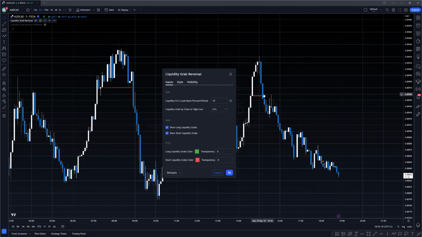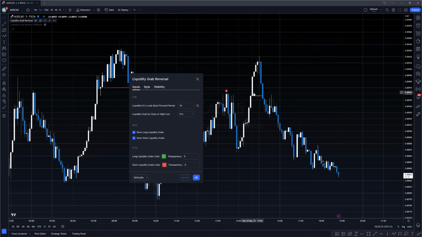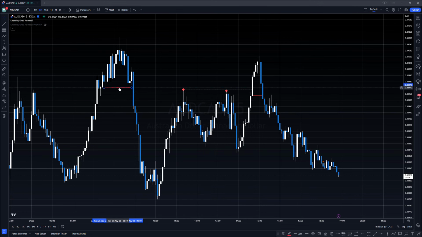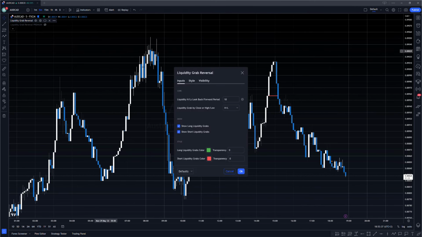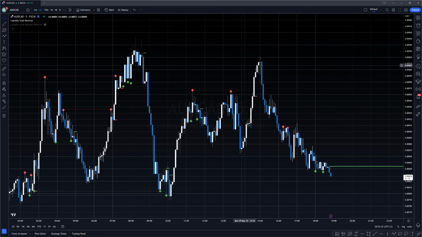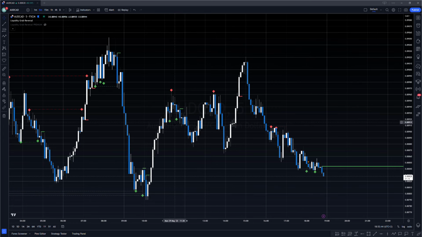The second setting is liquidity grab by close or high or low. It means that if you want this liquidity to be grabbed only by wick, is it enough for you? Or if you want it to be grabbed by body. I have set it to high and low at the moment. So as you can see, I can show you the difference. Here we have liquidity and it is grabbed by a wick, because the dotted line ends here, by wick.